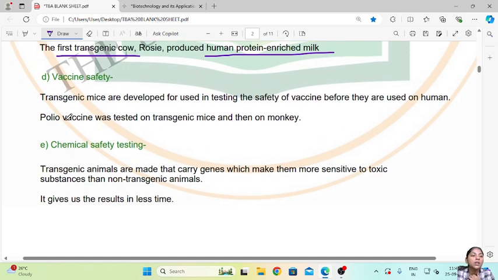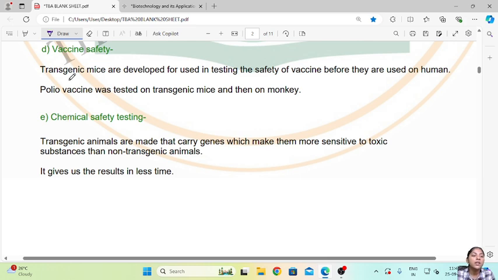Then talking about vaccine safety, transgenic mice are developed for use in testing the safety of vaccines before they are used on humans. So before the use of vaccines on humans, they are first tested on these transgenic mice. Also, the polio vaccine was tested on transgenic mice and then on the monkey.